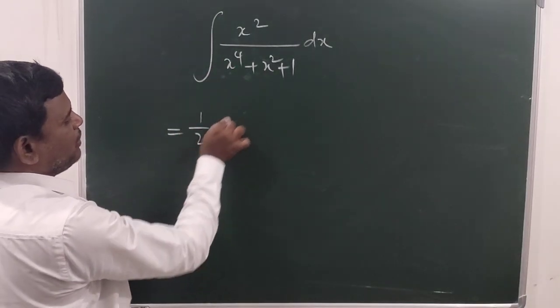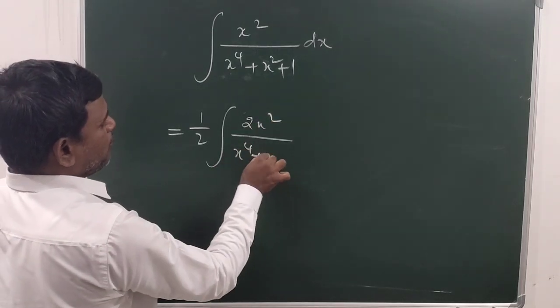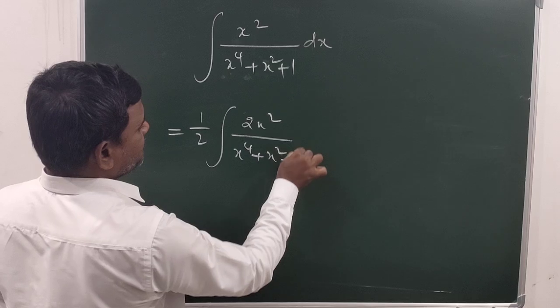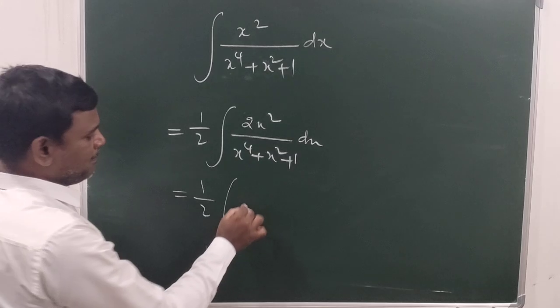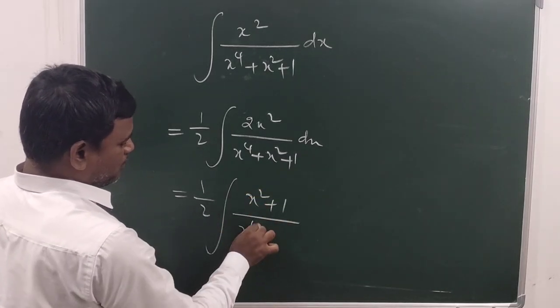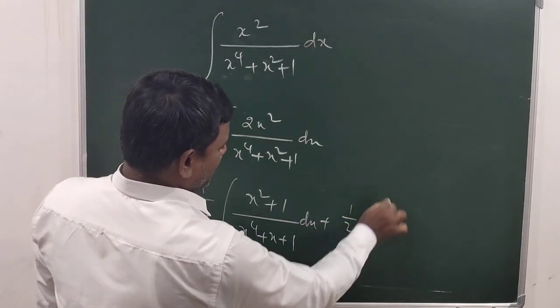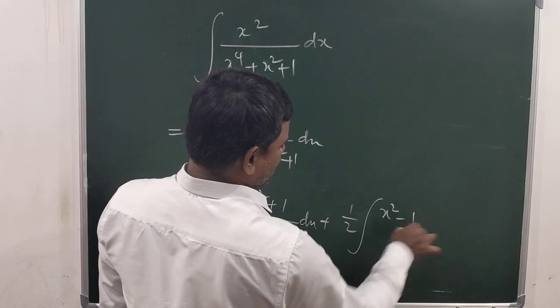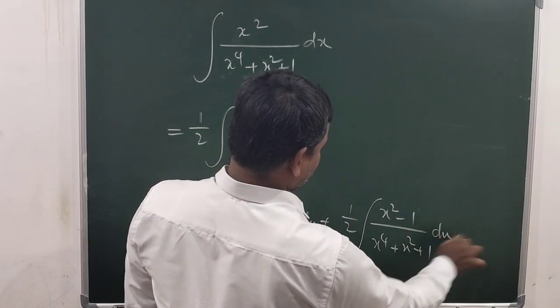Okay students. So in such cases, same like the previous one, numerator and denominator you would have to multiply with 2. Integral of x to the power of 4 plus x square plus 1 dx. Then how do you have to split the numerator? 1 by 2 integral of x square plus 1 by x to the power of 4 plus x square plus 1 dx, and here 1 by 2 integral of x square minus 1 by x to the power of 4 plus x square plus 1 dx.